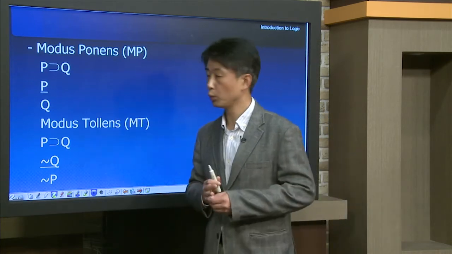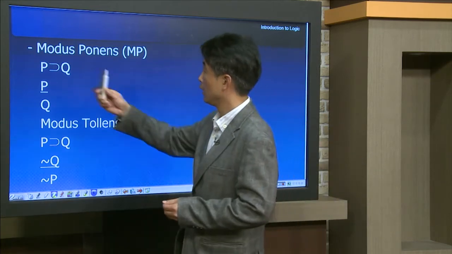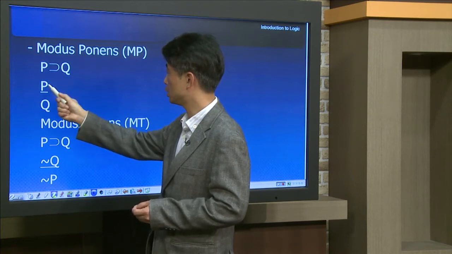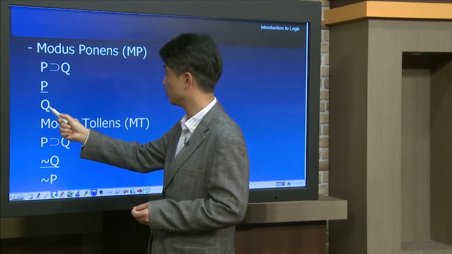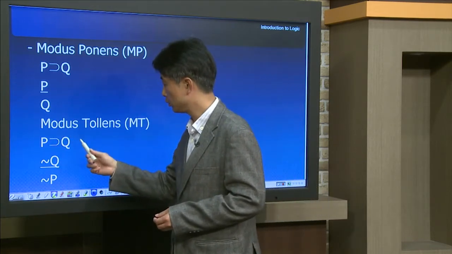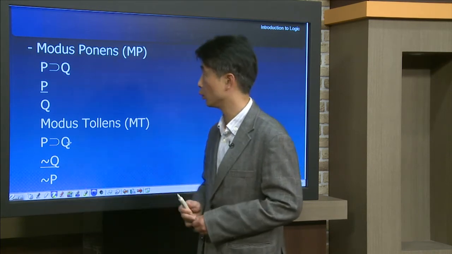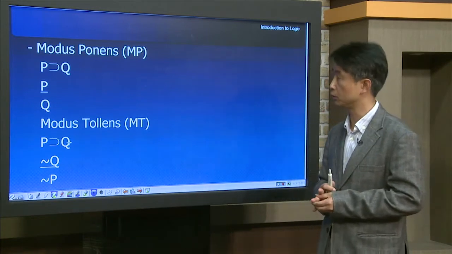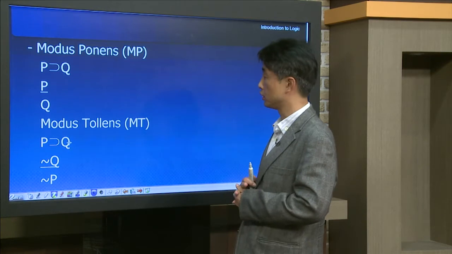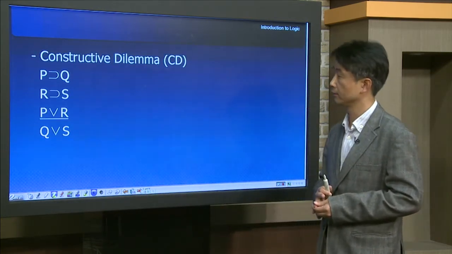These two rules we will use quite frequently. Modus ponens says if P then Q and P is true, then we can derive Q. Modus tollens says if P then Q and not Q, then we can derive not P. We already have talked about these rules before, and you should remember them. We will use them quite often.